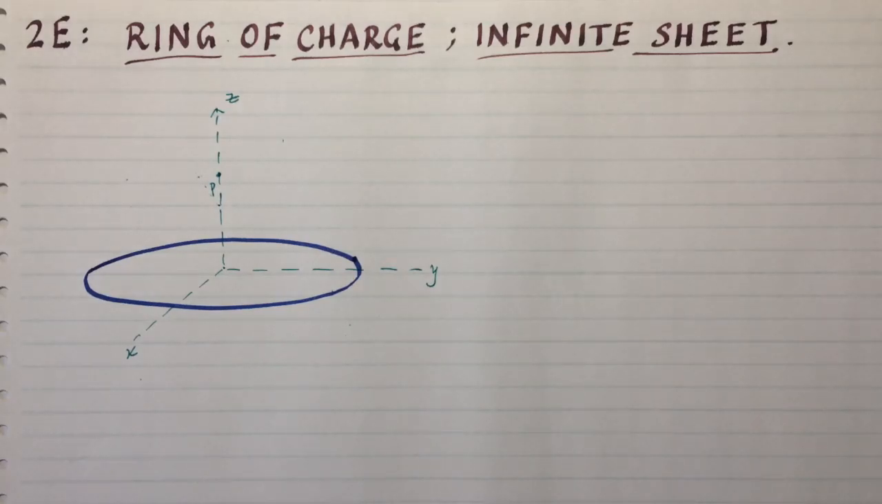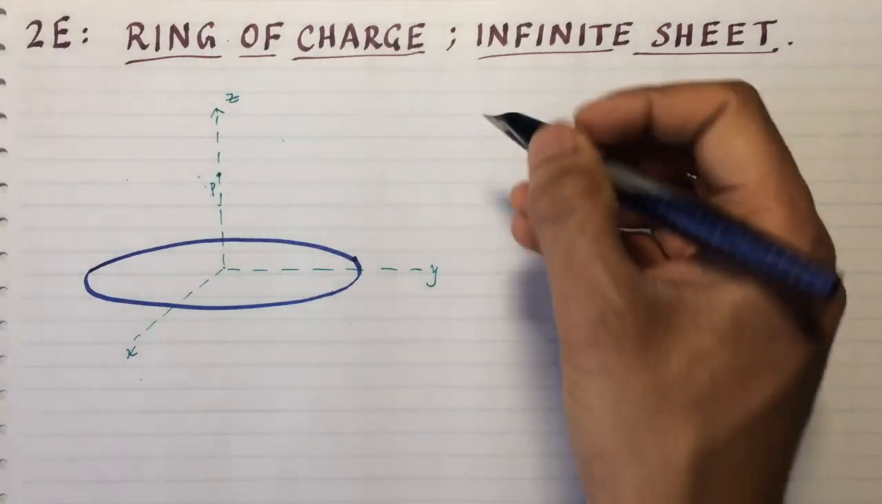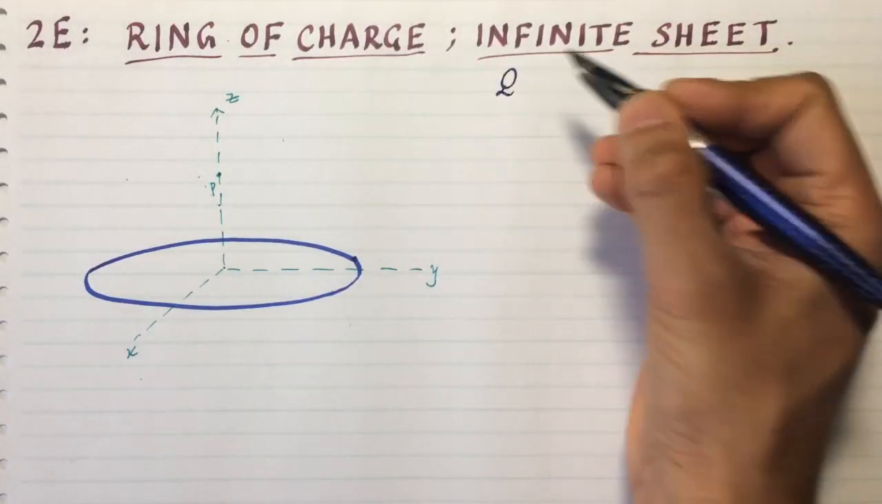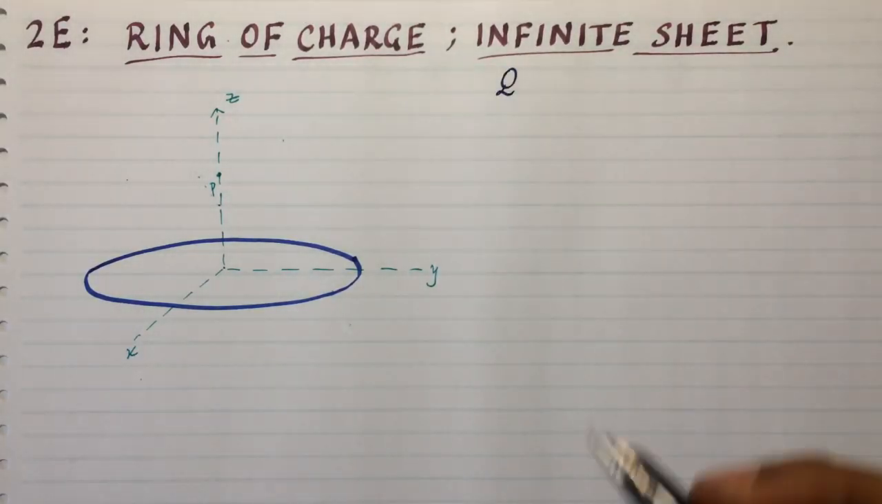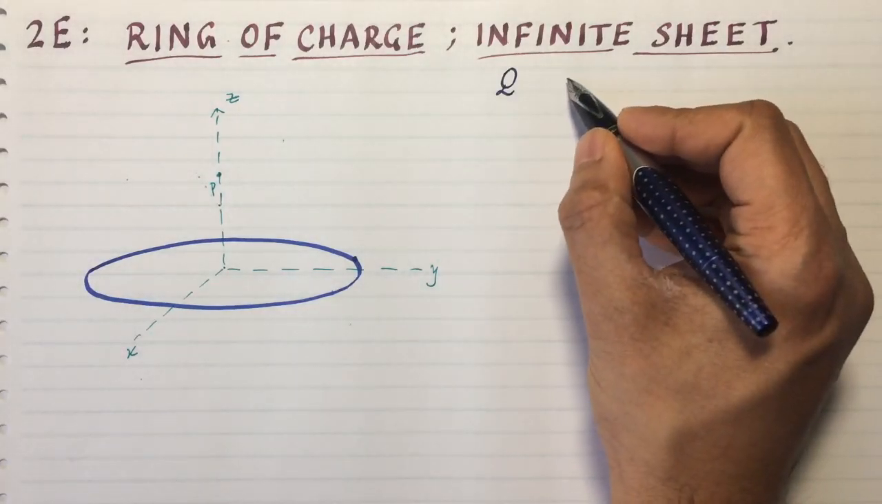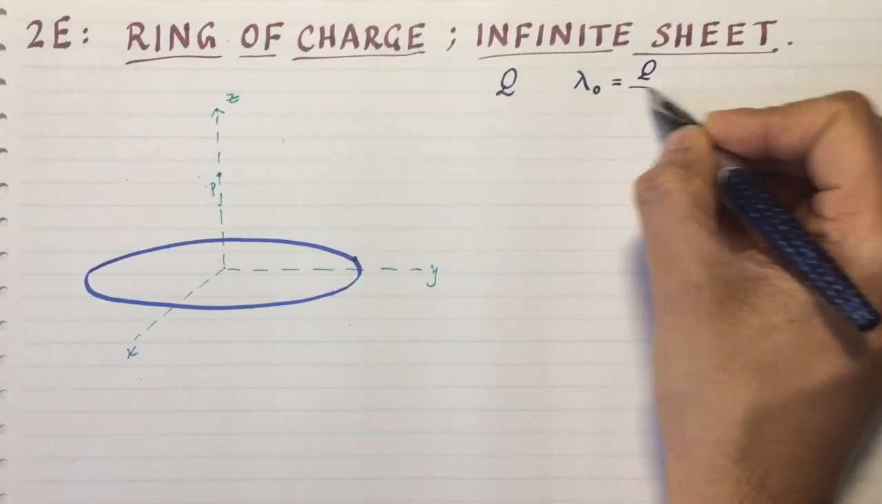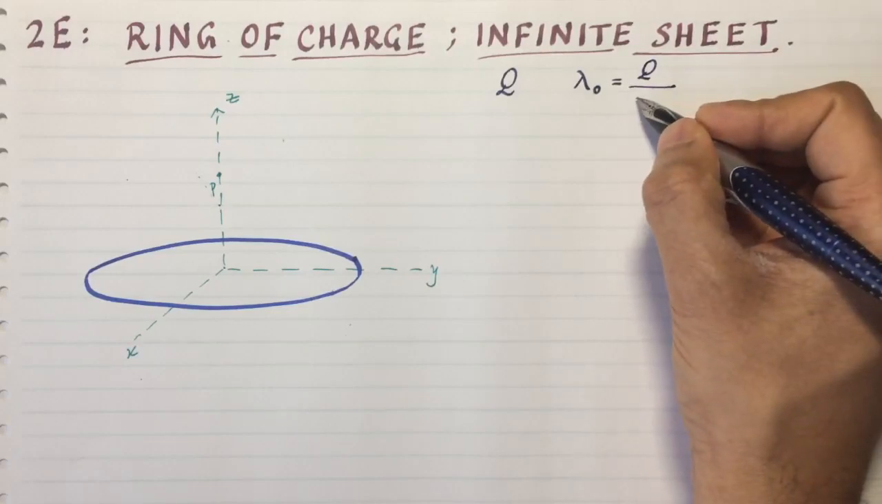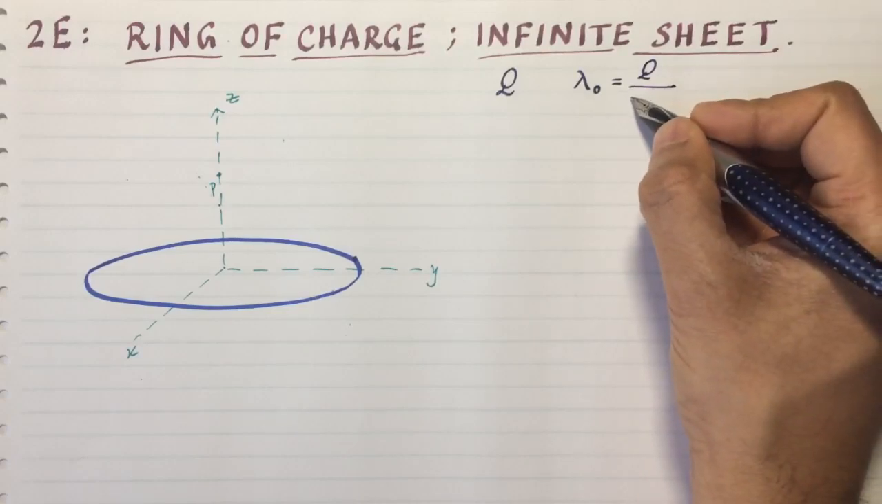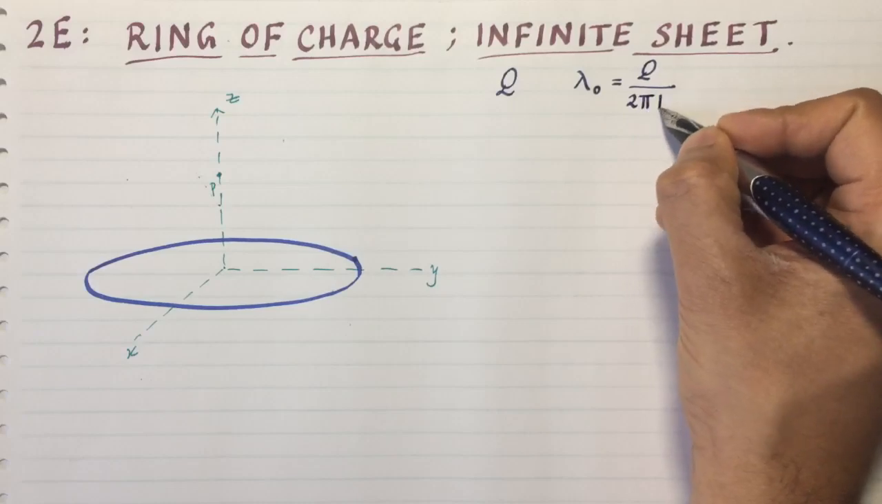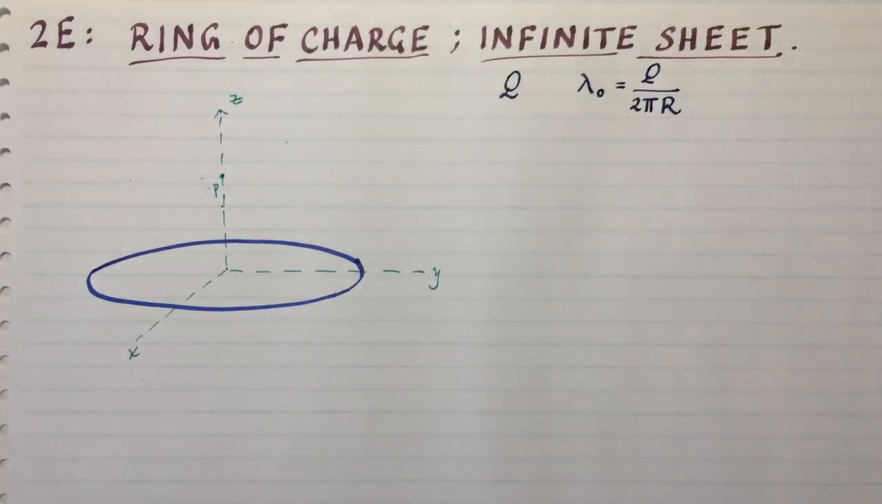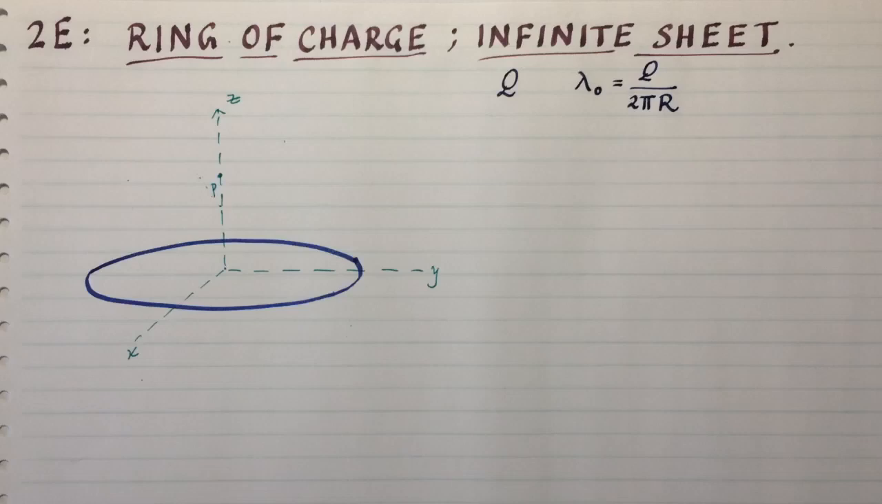So let's consider now a ring of charge. For the sake of simplicity, I'm going to assume that this ring of charge is uniformly charged with a total charge Q. So if I want to create a charge density, I would take that charge Q and spread it over the length of the ring. The circumference of the ring is 2 pi times the radius of the ring. Let's take R to be the radius of the ring.